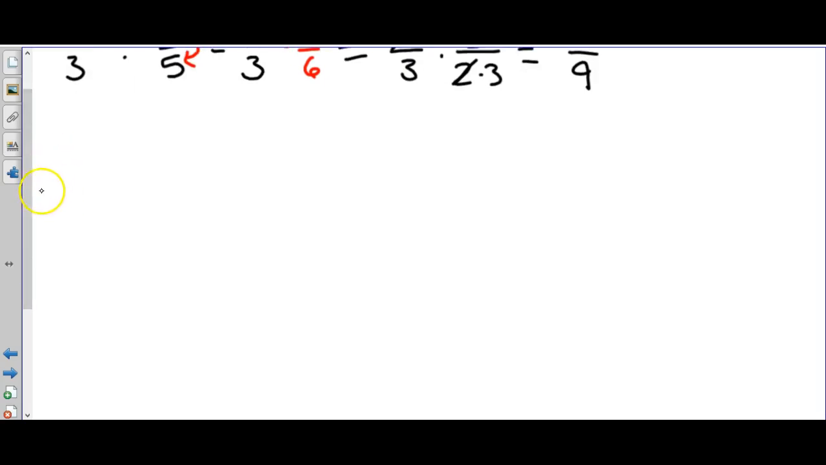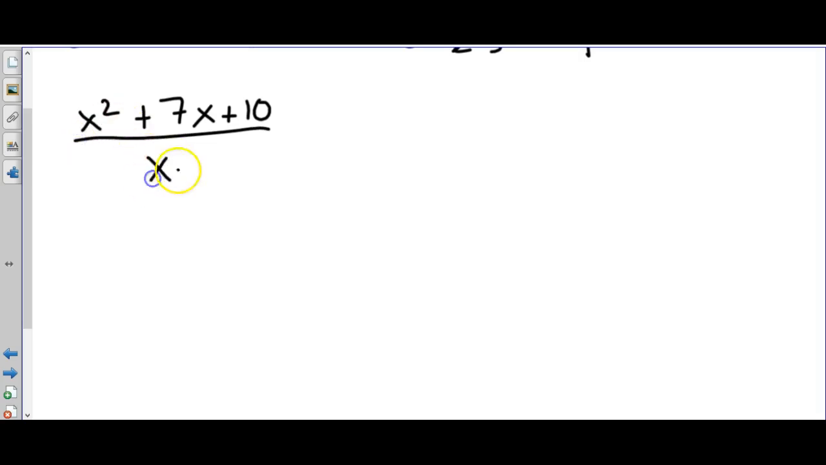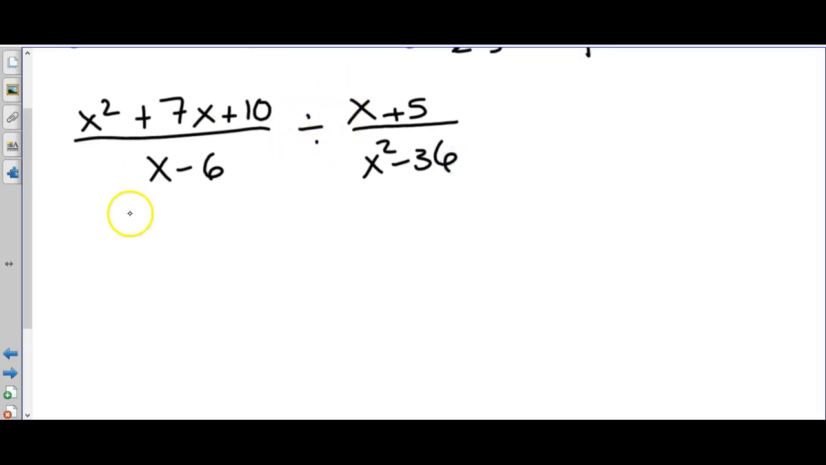So let's do an expression that now includes some variables. So we have x squared plus 7x plus 10 over x minus 6 divided by x plus 5 over x squared minus 36. So again, now we have to take care of this division. We leave the first fraction alone.